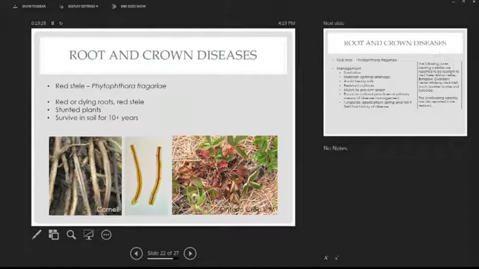You'll see the picture on the left. You'll see just the roots are gray, brown, so just not white and turgid like they should be. And by cutting a root lengthwise, you'll see the stele is red, and that's diagnostic of that Phytophthora.